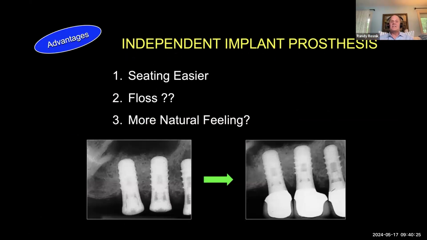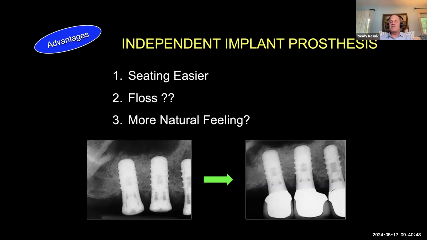If we look at just the advantages, why do people like to take multiple implants and not splint them together? Well, seating's easier. That's what people say. I don't know about that because now you have all these contact areas, but that's what the textbooks tell us. Patients can floss. Patients have a more natural feeling.